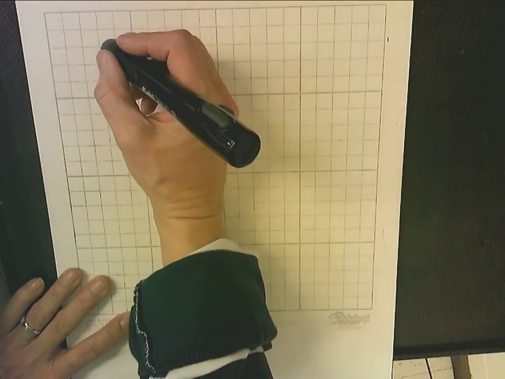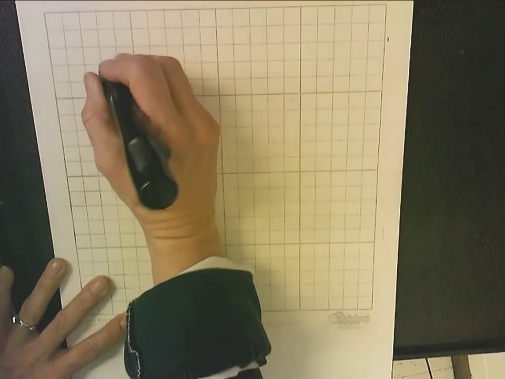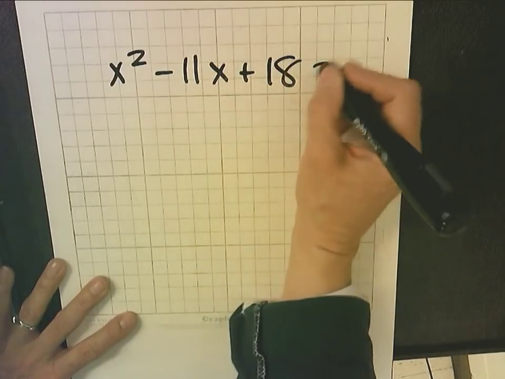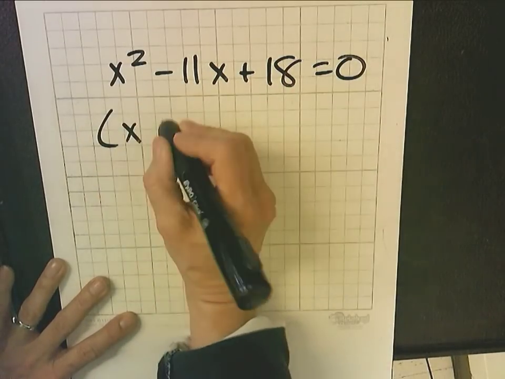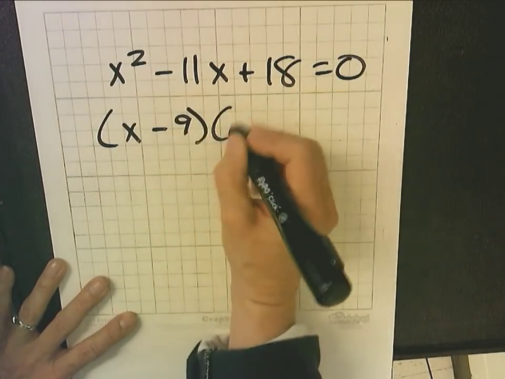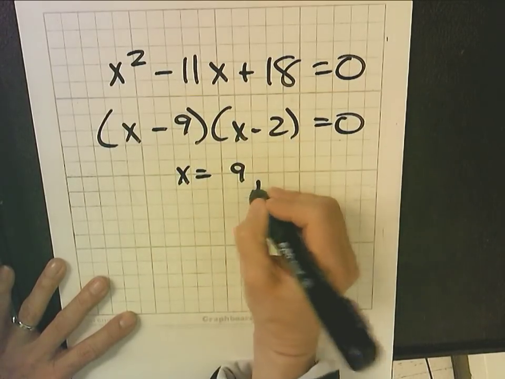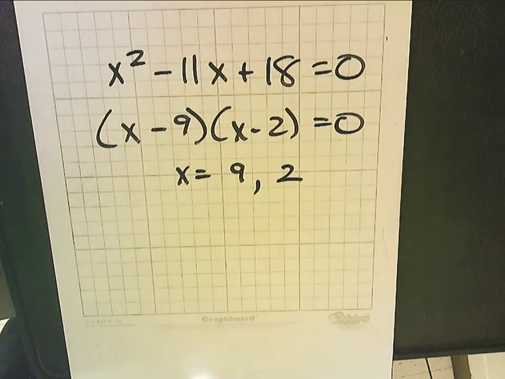Now, on the next page, they tell us to find the solutions to this equation. So the easiest way to find this solution is to factor it. X minus 9 times x minus 2 equals 0. So my solutions are 9 and 2. Now, I'm also going to graph it to see if my x-intercepts are 9 and 2. So my roots would also be 9 and 2.